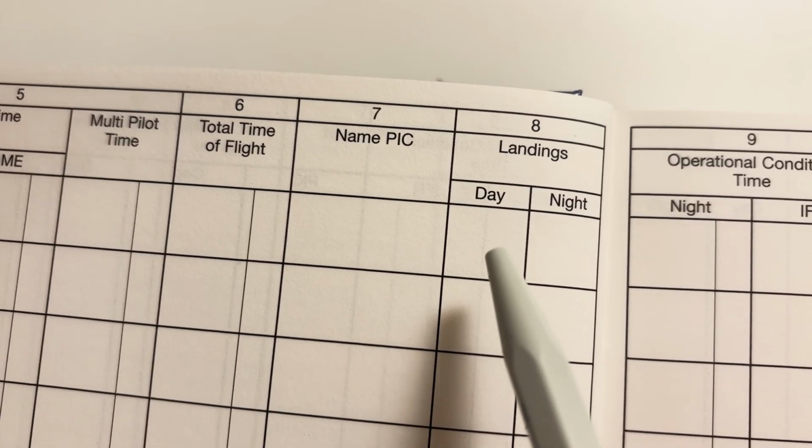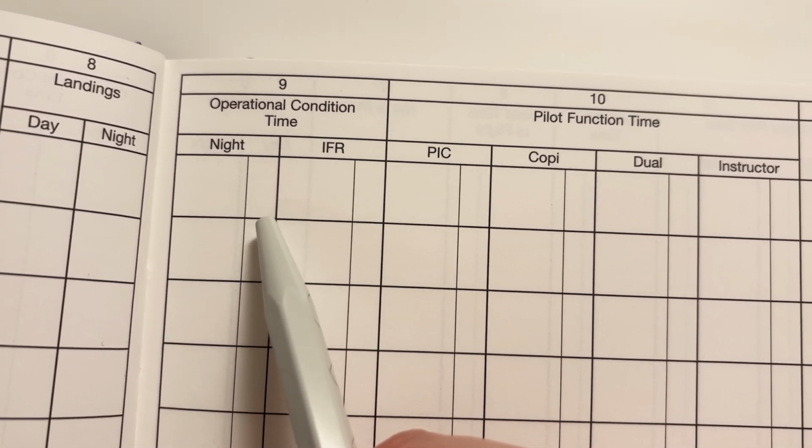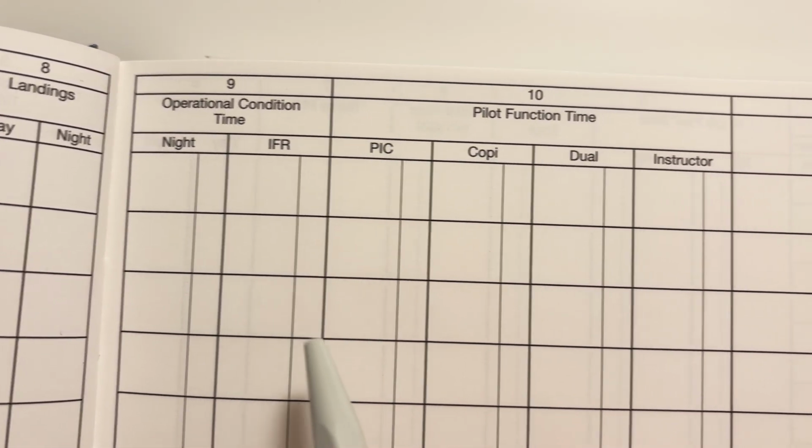In column 8, you write down the number of landings you did at day or during the night. Very simple. If you did only 1 landing, you write down 1 landing. If you did 2 or 3 or 10, then you write the corresponding number. In column 9, you specify the operating conditions during which the flight took place. The default assumption is that you did a VFR flight during the day. But if you did a night VFR flight or a flight under IFR conditions, you will write down how much of the total time took place under these conditions. This can be the entire total time or only part of it, and then you write that down here.